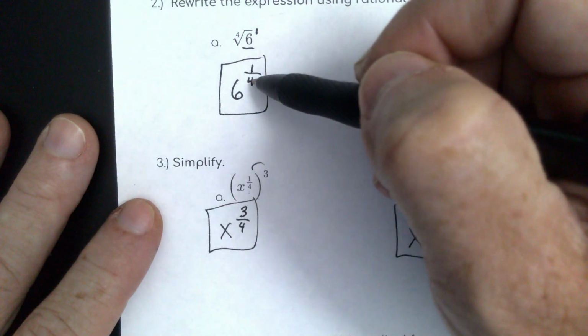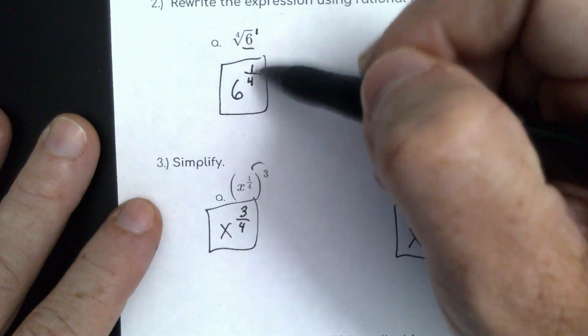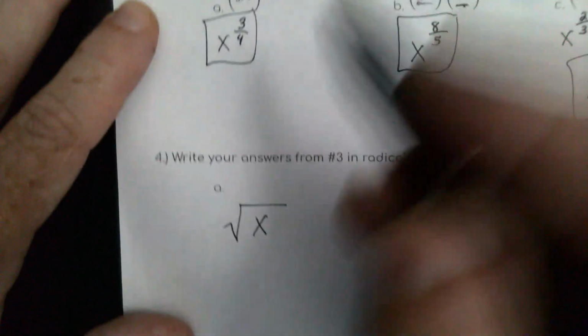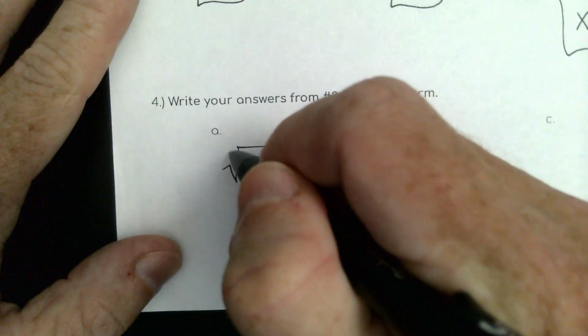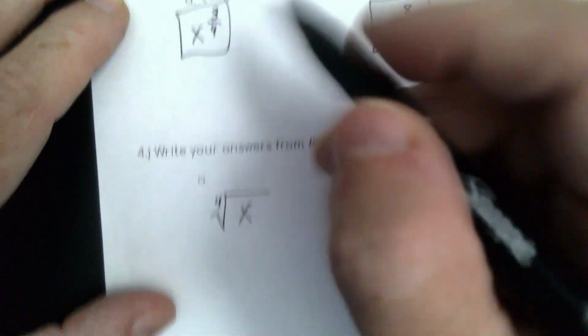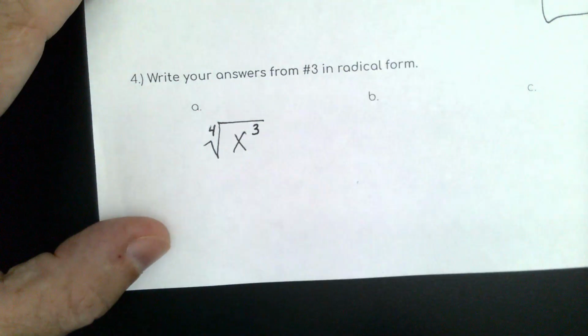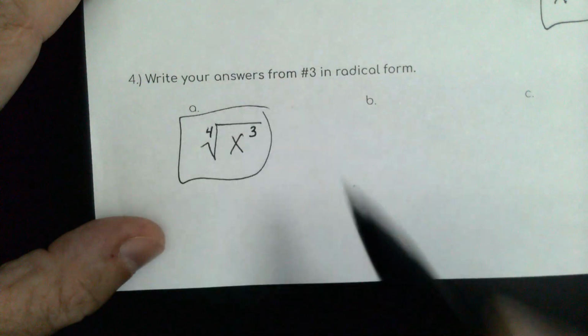Our denominator, remember, is the number out left, left bottom, top right. So the bottom 4, well, helps if you can see it, the 4 is going on the left, and the 3 will go to the right as the power, or the exponent. And that's it for that one.